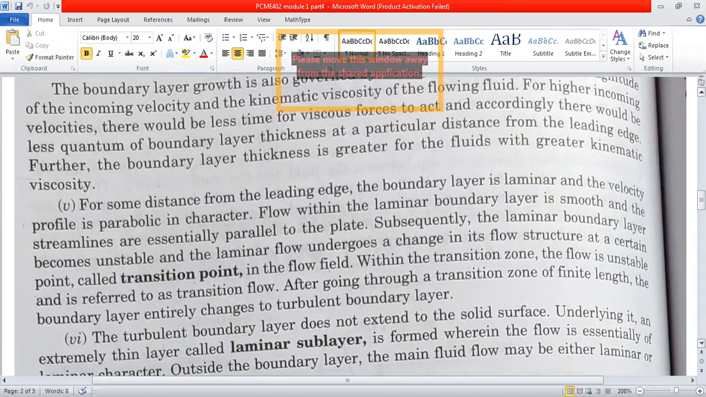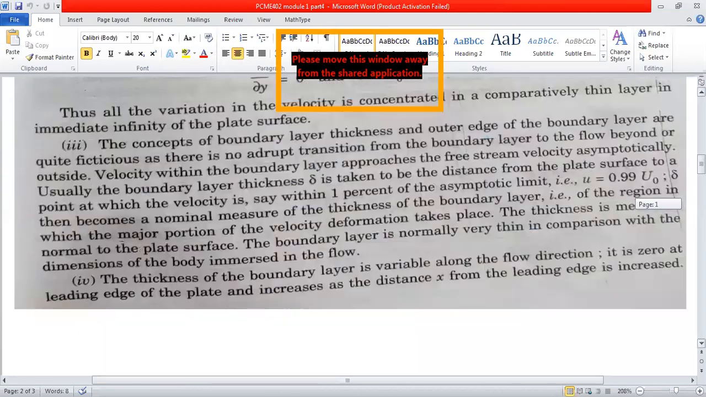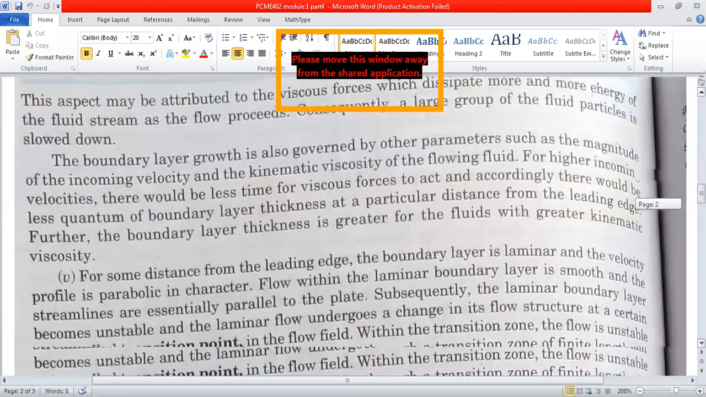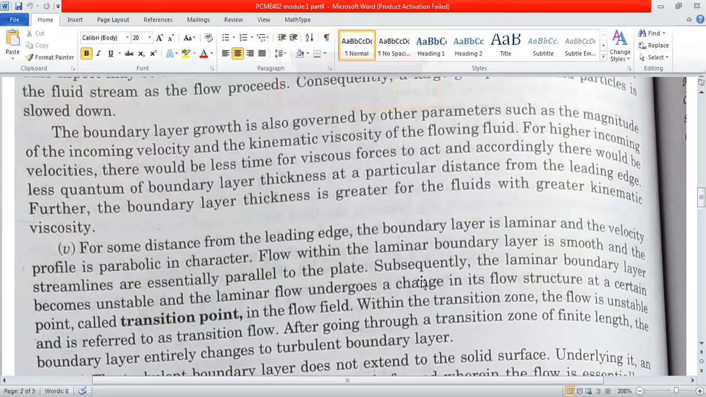So for some distance from the leading edge, the boundary layer is laminar. We have already described it in the diagram. For some distance from the leading edge, the boundary layer is laminar and the velocity profile is parabolic in character. Flow within the laminar boundary layer is smooth and the streamlines are essentially parallel to the plate. Laminar means the fluid particles will flow parallelly, that is streamline flow.